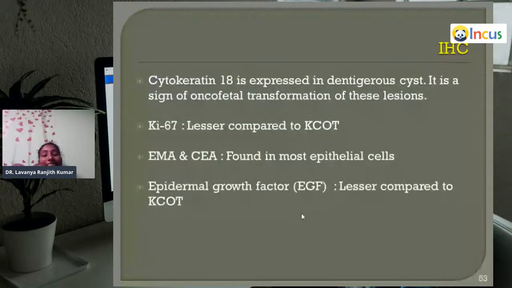Based on IHC, cytokeratin 18 is expressed in dentigerous cyst and it is a sign of oncofetal transformation of these lesions. Ki67 shows that the proliferating activity of the cyst is very low compared to the OKC. EMA and CEA are found in most epithelial cells, and epidermal growth factor is less compared to the OKC or KCOT.